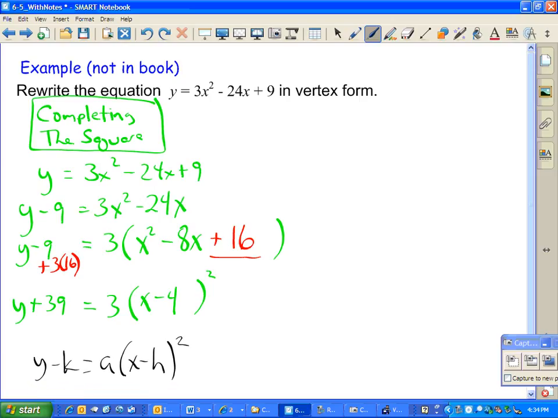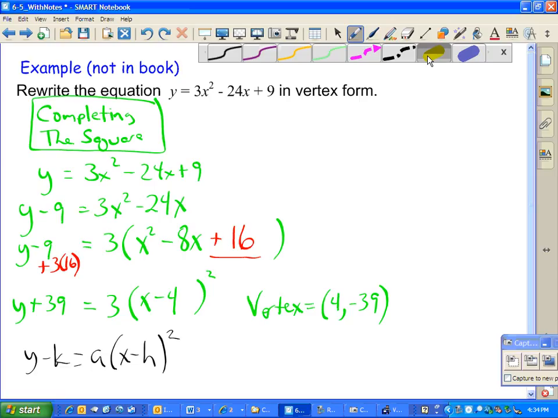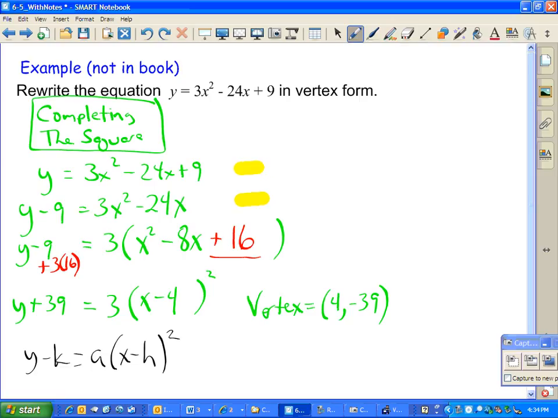You notice it behaves the same as this: y minus k is a times x minus h squared, and it's telling us the vertex is 4 and negative 39. That looks pretty good. You remember the steps were the same as before. First, subtract the number from the other side, then complete the square, but the extra step was factoring out the a at the beginning and remembering when you complete the square that you've really added something a little bit more complicated. There's the completing the square version of it.